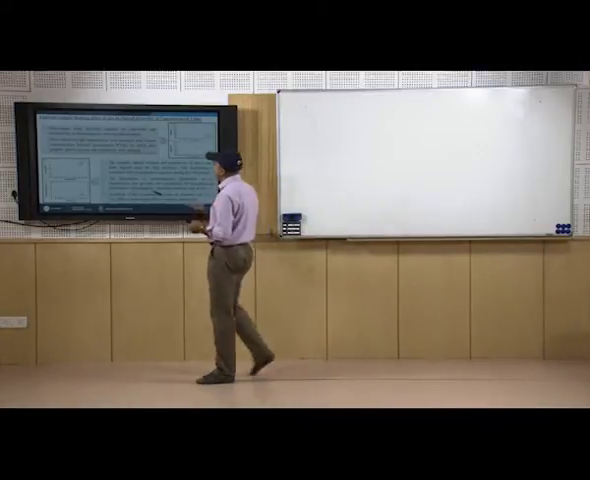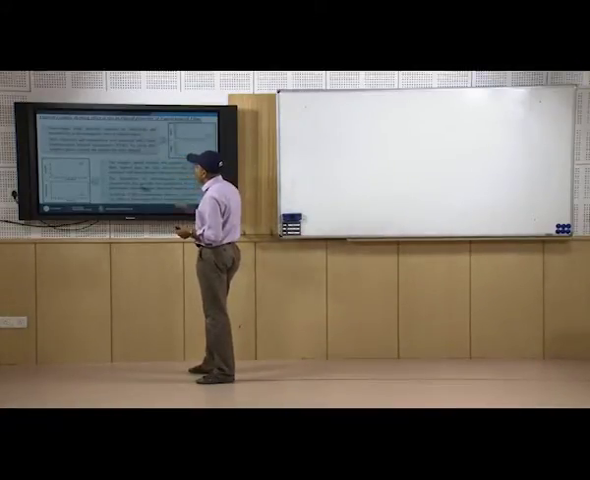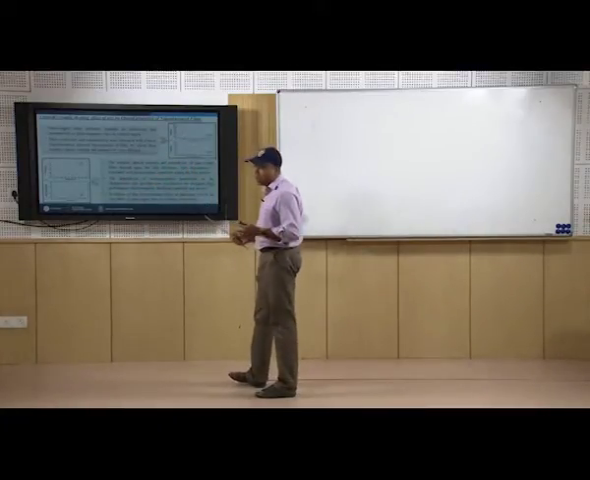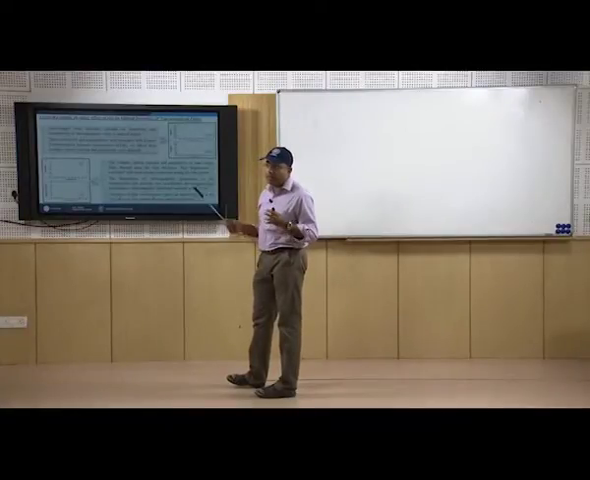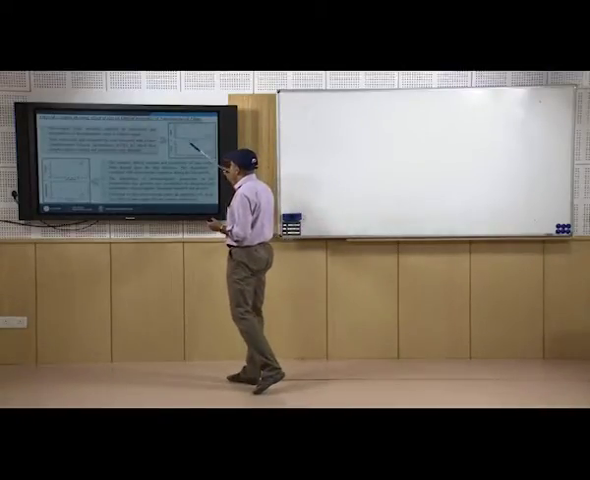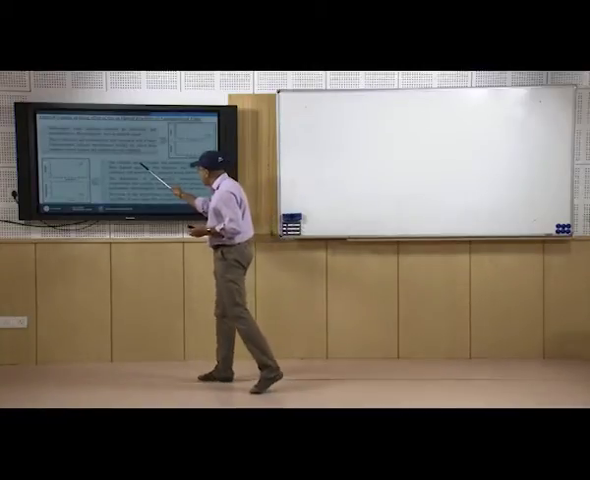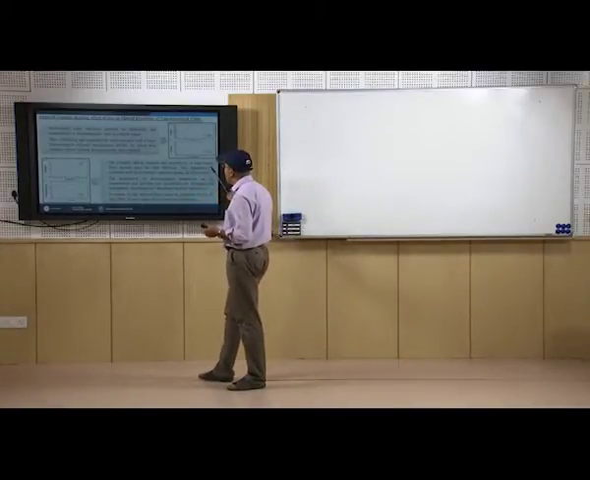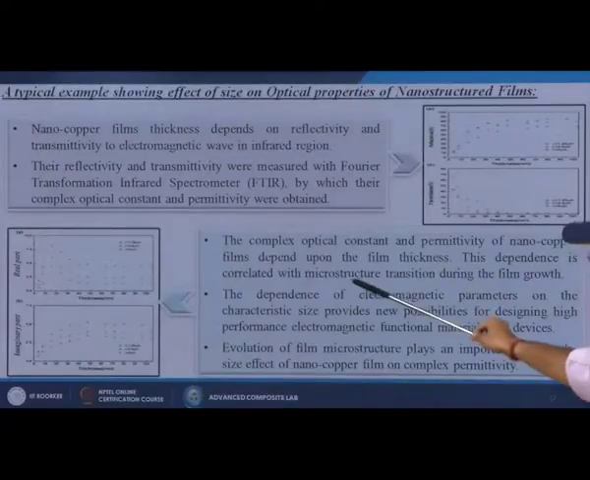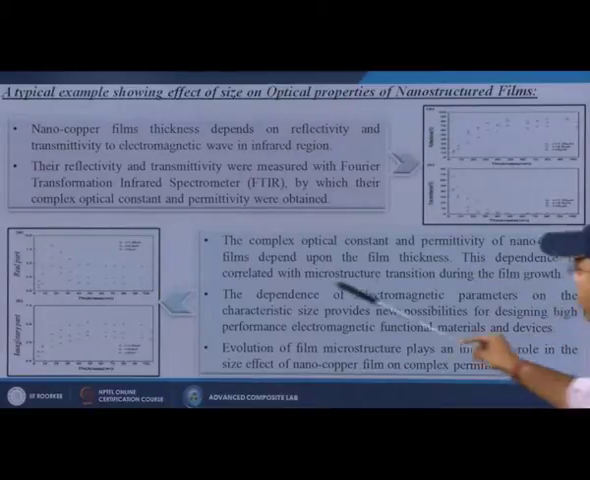Nano copper film thickness determines the reflectivity and transmissivity of electromagnetic waves in the infrared region. Their reflectivity and transmittivity were measured with a Fourier transform infrared spectrometer, that means we have done the FTIR, by which their complex optical constant and permittivity were obtained, which has been shown in this particular case. The complex optical constant and permittivity of nano copper films depend upon the film thickness. This dependence is correlated with microstructure transition during the film growth.